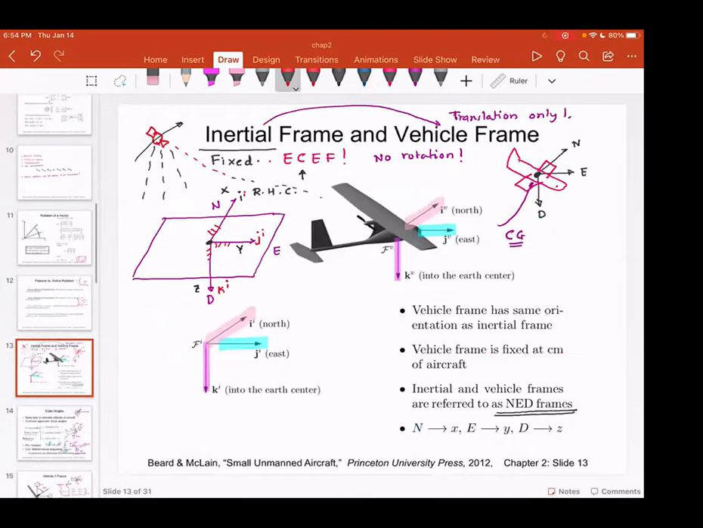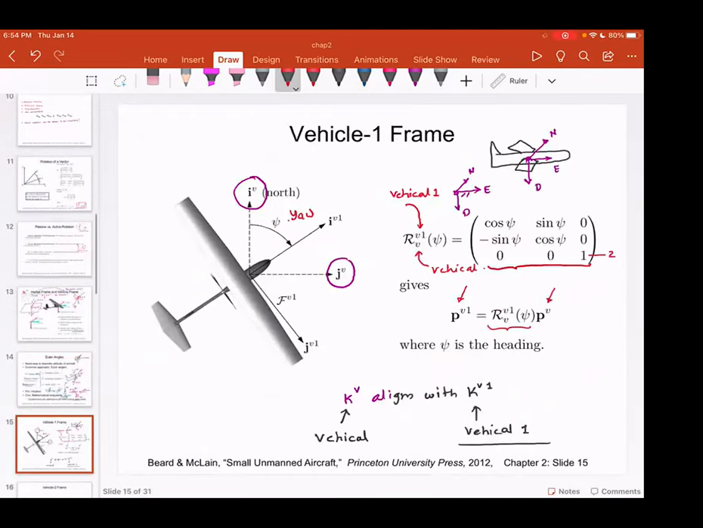Now, what we did is we found a rotation matrix that relates the vehicle frame with the vehicle one frame. What it means is that if I have a vector that is represented in vehicle one frame, I have to use this rotation matrix to convert that into the vehicle frame. Before I proceed further, any questions on the vehicle one frame?